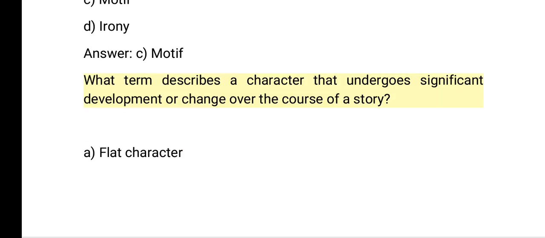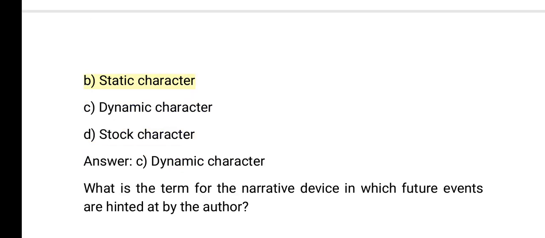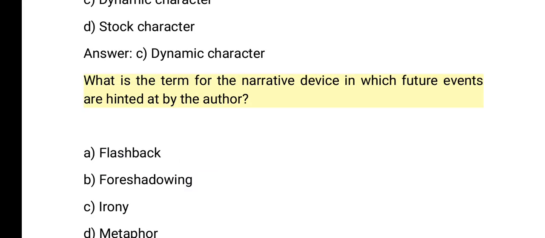What term describes a character that undergoes significant development or change over the course of a story? A. Flat character. B. Static character. C. Dynamic character. D. Stock character. Answer. C. Dynamic character.